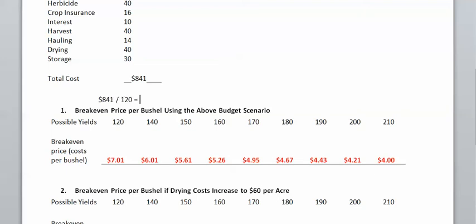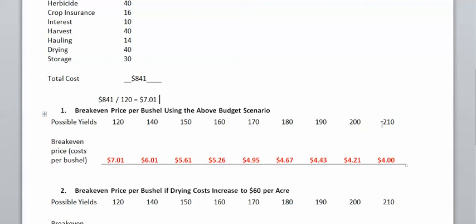and that equals $7.01. It's actually 7.008, but we're going to round up to $7.01.